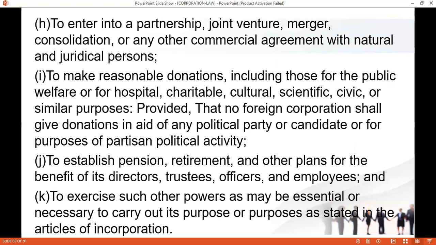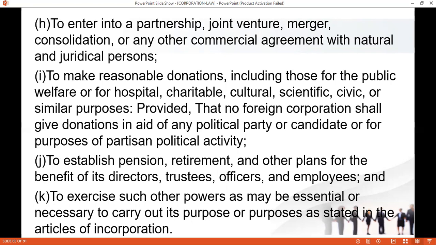To enter into a partnership, joint venture, merger, consolidation, or any other commercial agreement with natural and juridical persons. Incidental din ito in a sense, but since this is already provided for under the Corporation Code, then express power na siya. To make reasonable donations, including those for the public welfare or for hospital, charitable, cultural, scientific, civic, or similar purposes, provided that no foreign corporation shall give donations in aid of any political party or candidate or for purposes of partisan political activity. So bawal yung mga foreign na magbigay ng donations for political purposes.